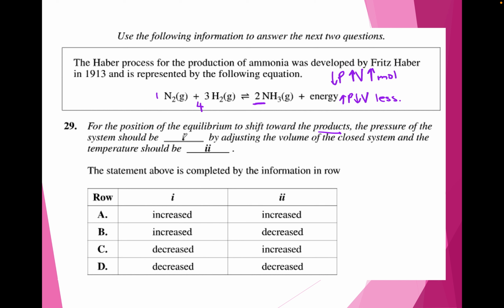And then it's talking about your temperature. If we want to inflict a temperature change that will make the products shift to the right, we're going to have to take energy out of the system. So just answering the question, pressure of the system should be increased. So we're looking at A or B. And then your temperature should be decreased. So the answer here would be B.